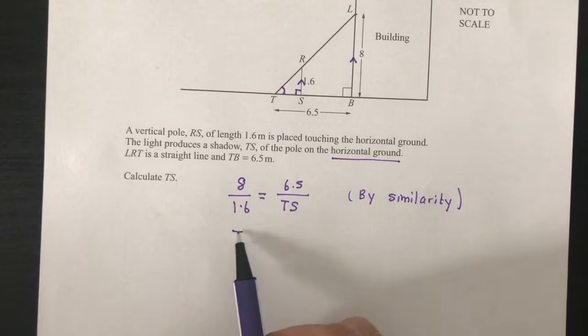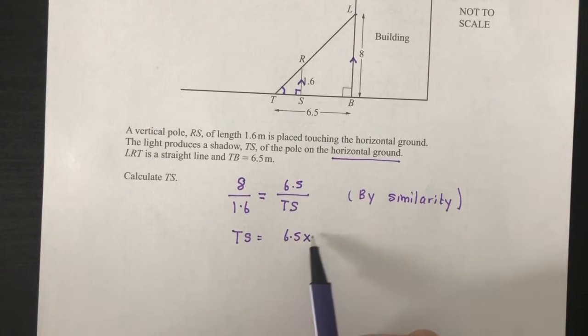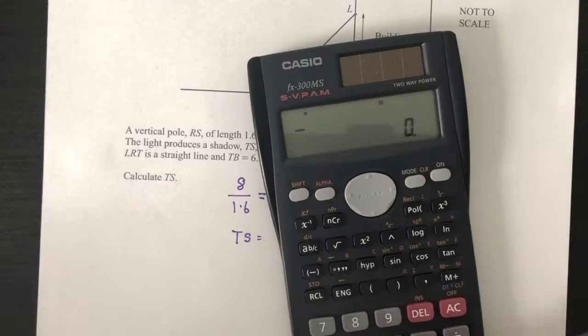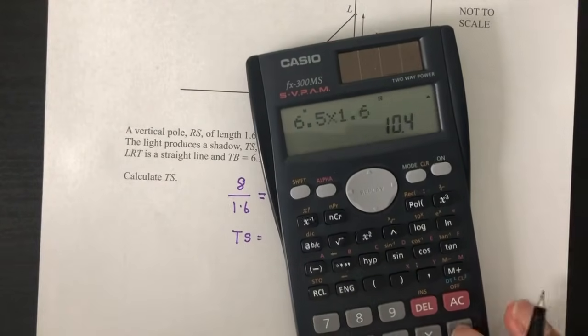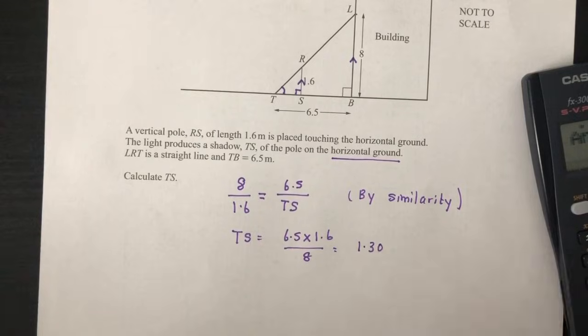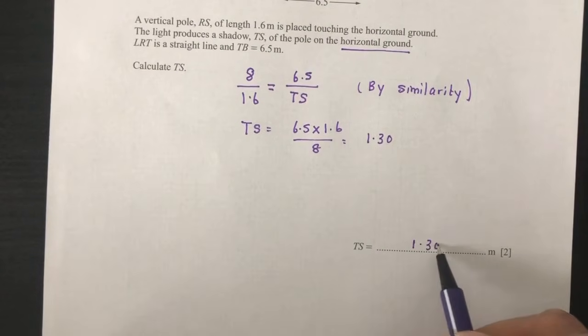So you make TS the subject of the formula. It will be 6.5 times 1.6 divided by 8. Divided by 8, that should be 1.3. So TS is 1.3 meters. So that is question number 3.